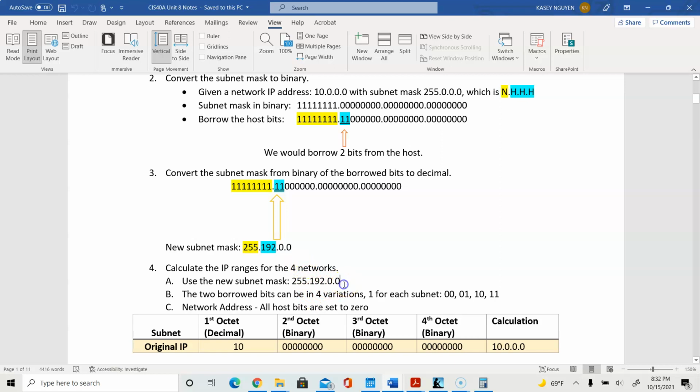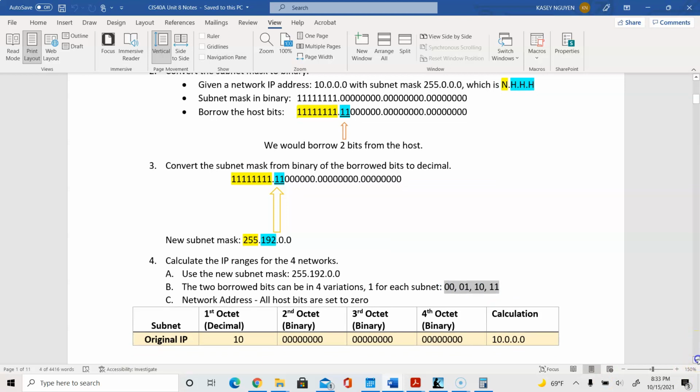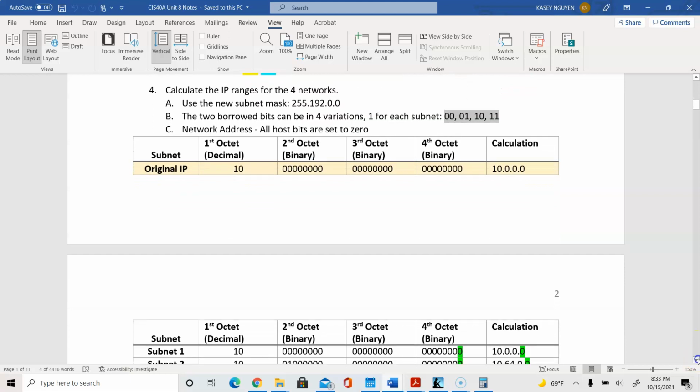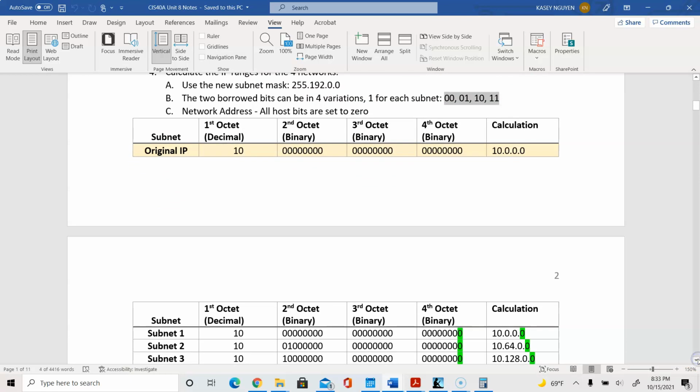So once we have the new subnet mask, we need to take a look at the variations of how we would have these 2 borrow bits. They both can be off. They can be off and on, so it might be 00 or 01 or 10 or 11. And this is going to represent the decimal of your IP address in that IP range.